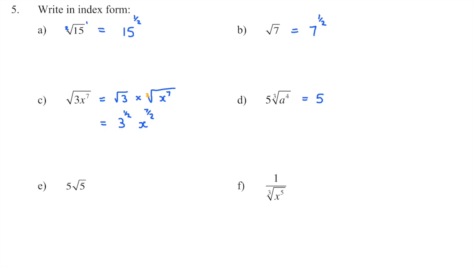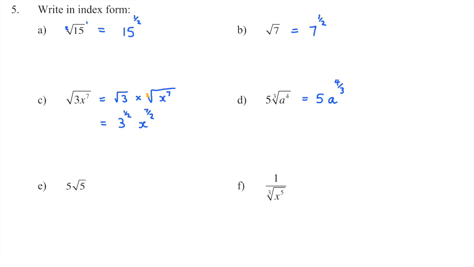For part D, the 5 out the front is not under a square root sign, so it will not change. But the A is under a square root sign, so if I change that from surd form to put it into index or power form, it's A to the power of, and when I look at it, on the seat is a 3, so your bottom sits on the seat, so bottom of the fraction should have a 3, so it becomes 4/3.